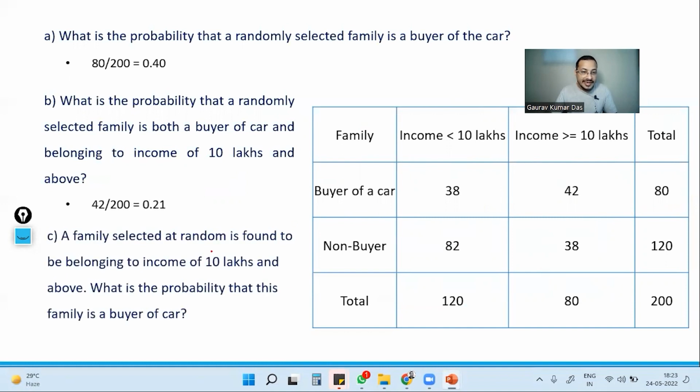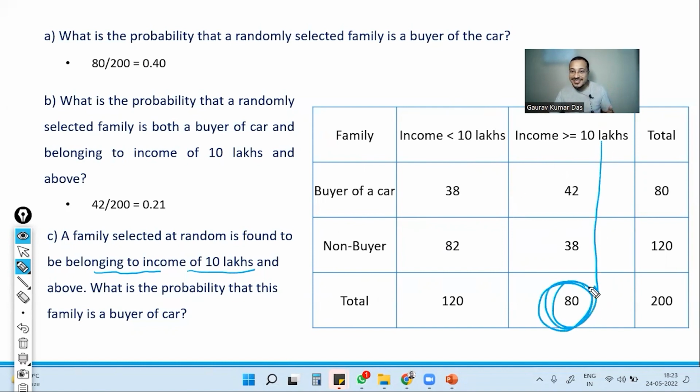A family selected at random is found to be belonging to income of 10 lakhs and above. What is the probability that this family is a buyer of a car? So now your sample space has reduced because you're talking about the sample space of people who belong to income of 10 lakhs and above, which is this sample space. 80 will be the denominator. What is the probability that this family is a buyer of a car?